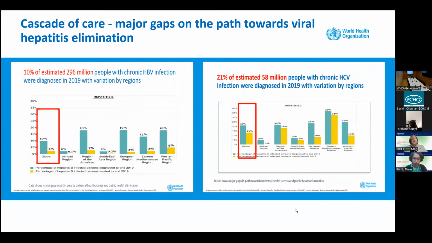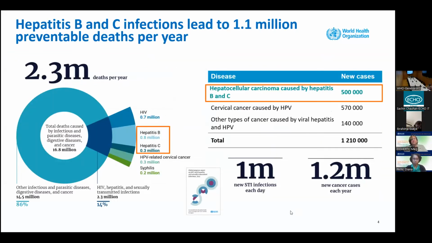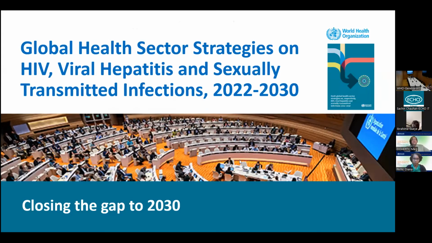We just brought these global health sector strategies on HIV, viral hepatitis, and sexually transmitted infections to the World Health Assembly. And these strategies will hold us and provide us a pathway until 2030. These strategies built upon the goals that were set out in 2016 and the SDG goals to reduce new infections by 90% and deaths due to hepatitis B and C by 65%. And it maintains those goals, but provides us with a bit of a stepwise approach to how we can get there.